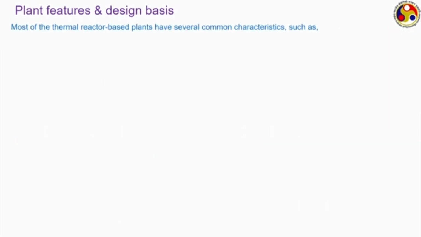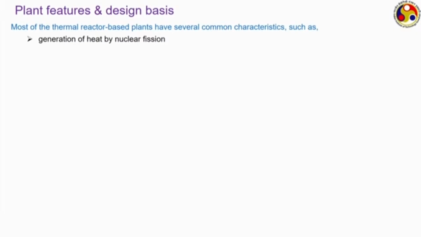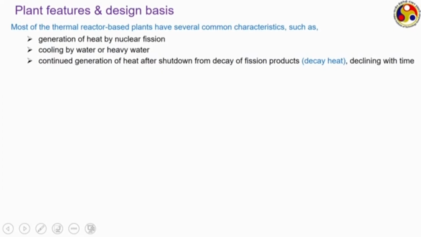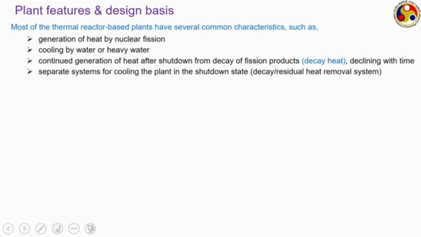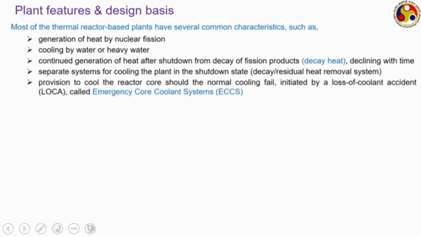Finally, we come to the planned features and design basis. It has been found that all those plants which are based upon the thermal reactors, like the PWRs, BWRs, PHWRs, have several common features, both from normal operation and safety point of view. Their source of energy comes from nuclear fission, and they are cooled by some kind of liquid, which is water or heavy water. They continue to generate heat even after shutdown because of the decay heat, which of course keeps on declining with time.